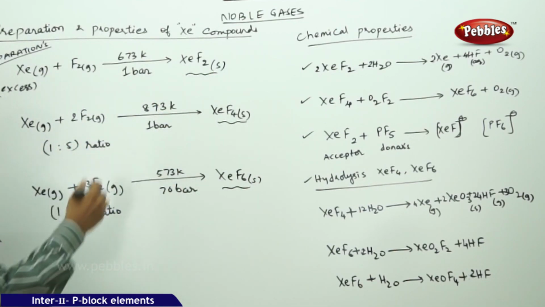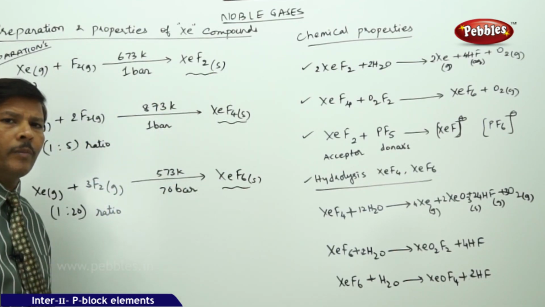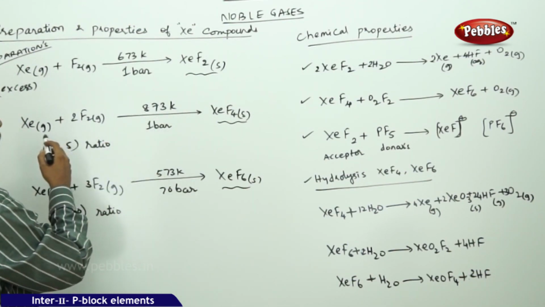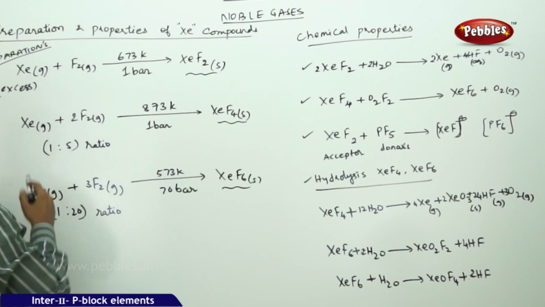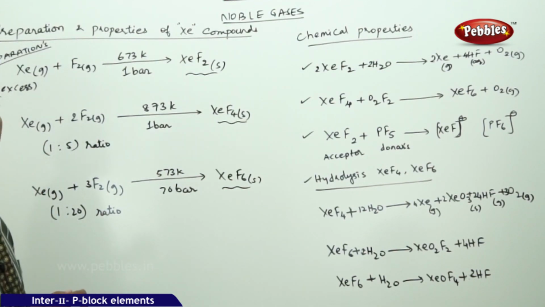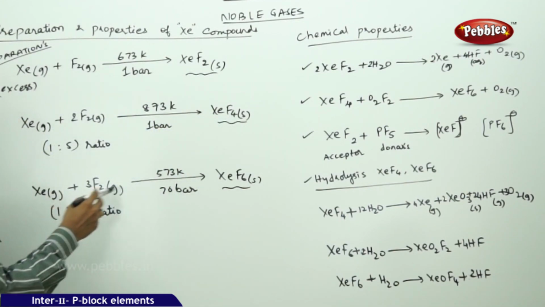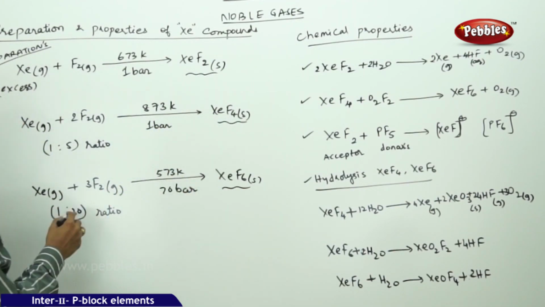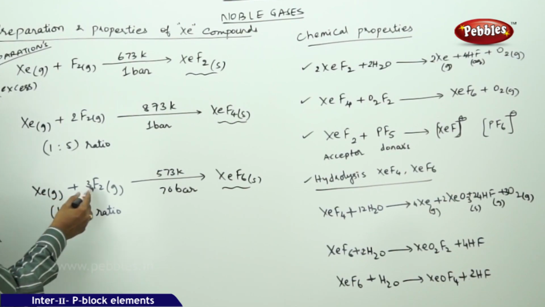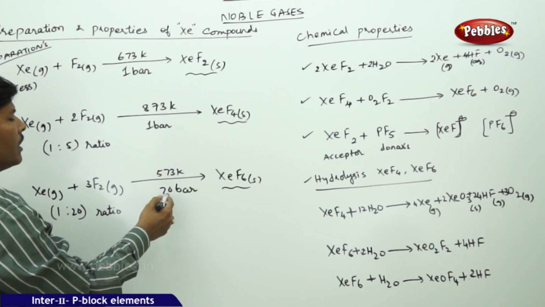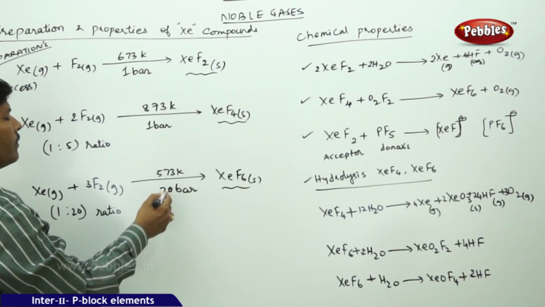And if we want to prepare xenon tetrafluoride at a temperature of 873 Kelvin and 1 bar of atmospheric pressure, xenon and fluorine are in the 1:5 ratio, and it gives xenon tetrafluoride. And again, if you want to prepare xenon hexafluoride, again in 1:20 ratio, xenon reacts with 3 moles of fluorine to give xenon hexafluoride, in 1:20 ratio at a temperature of 573 Kelvin and 70 bar of pressure.